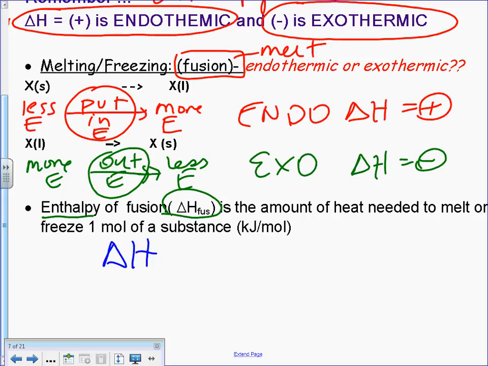It is kilojoules per 1 mole. So kilojoules is our unit of energy, or joules, but we're going to usually stick with kilojoules for now.